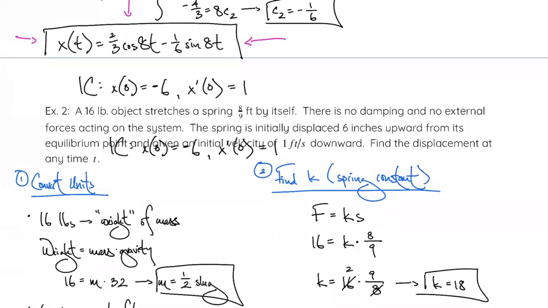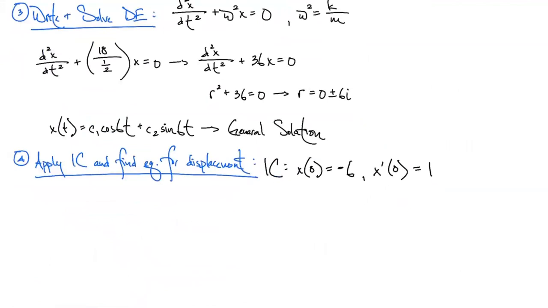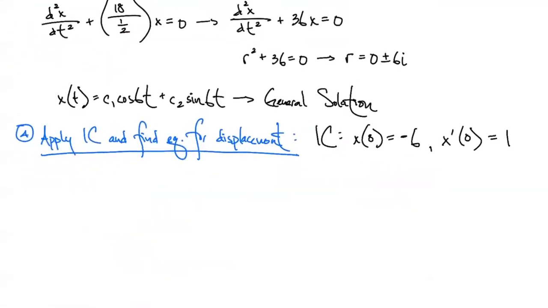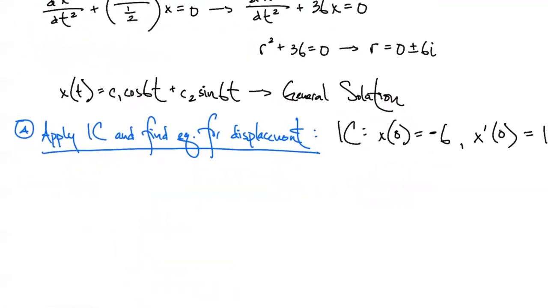So let's grab these initial conditions. Let's bring them back down here with us. All right. And now we're going to be able to plug in the position right away into that general solution. But to plug in the second initial condition, we're going to have to take a derivative. So if I use the first one, I'll get -6 equals C1 cosine 0 plus C2 sine 0.